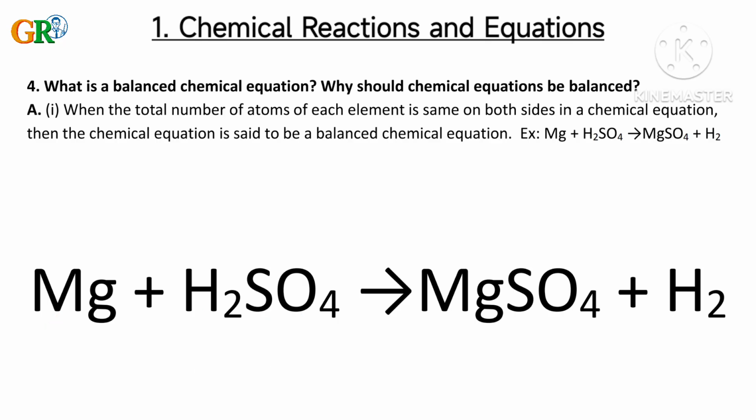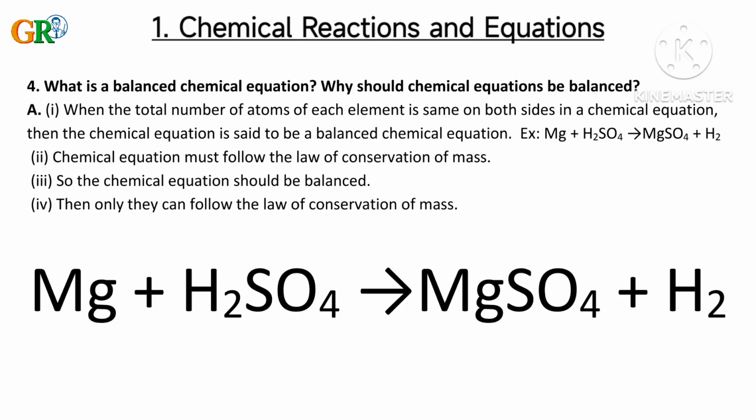And why should a chemical equation be balanced? A chemical equation must follow the law of conservation of mass. So the chemical equation should be balanced. Then only can it follow the law of conservation of mass.